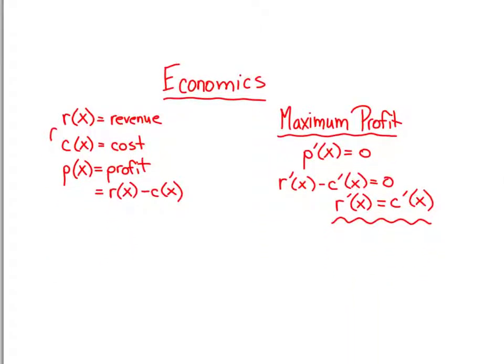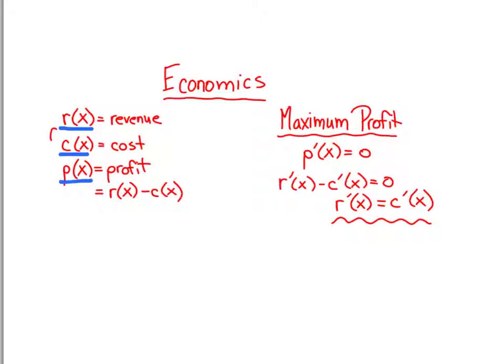Now just some basic terms that you need to be comfortable with is, first of all, knowing that we're going to let R of X represent revenue. So like if you sell it for $20 and you sell 10 items, then your revenue is $200. C of X is the cost to produce, to manufacture. And P of X then is your profit. So that would be the difference between revenue and cost.